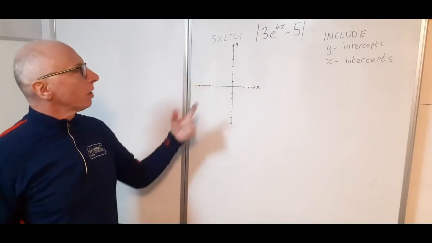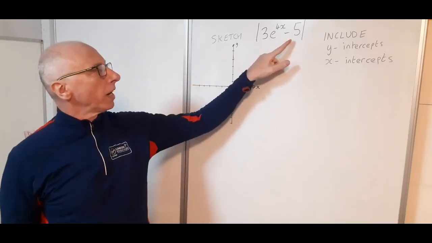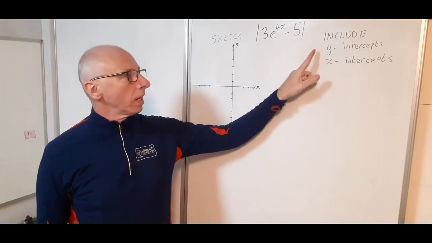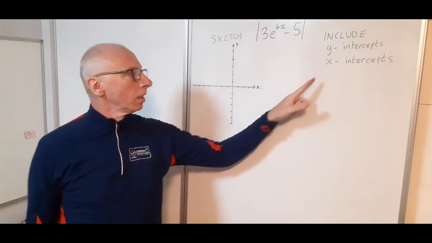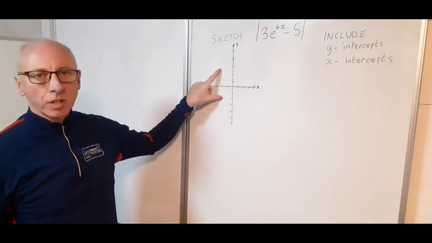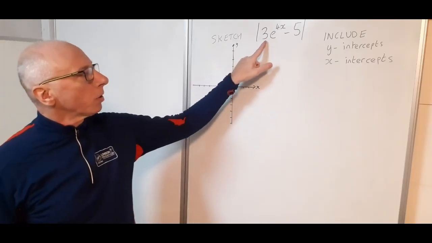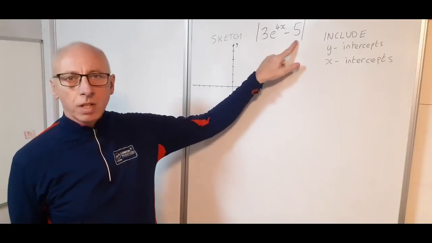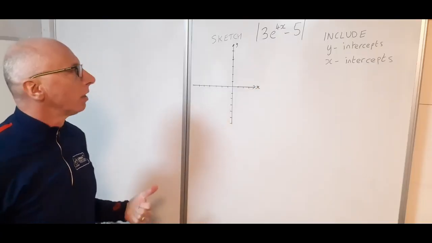So in this video I'm going to sketch the modulus of 3e to the 4x minus 5, and on my sketch I want to include any y-intercepts and any x-intercepts. I'm going to do my finished sketch on here, because I'm going to do some graph transformations of parts of this first to build up to my answer.